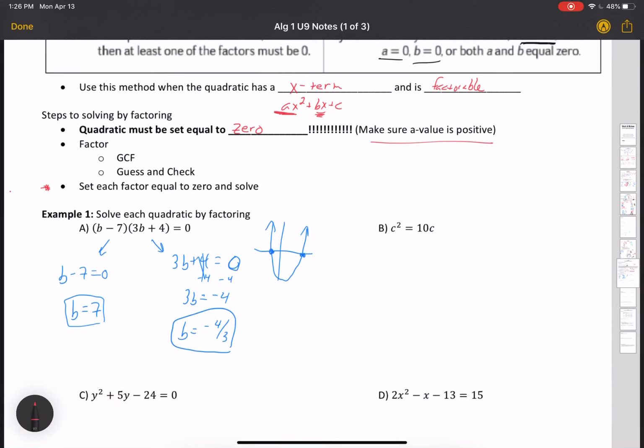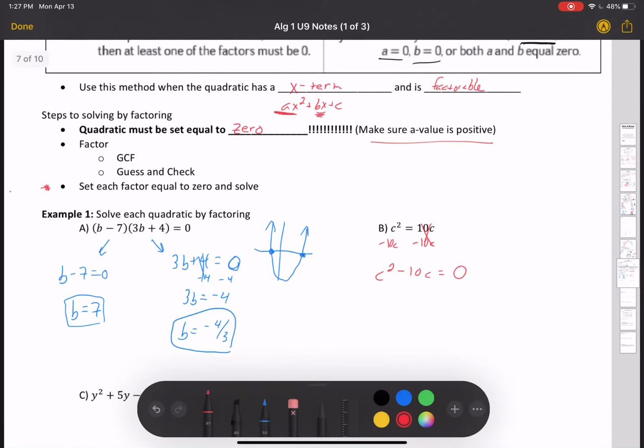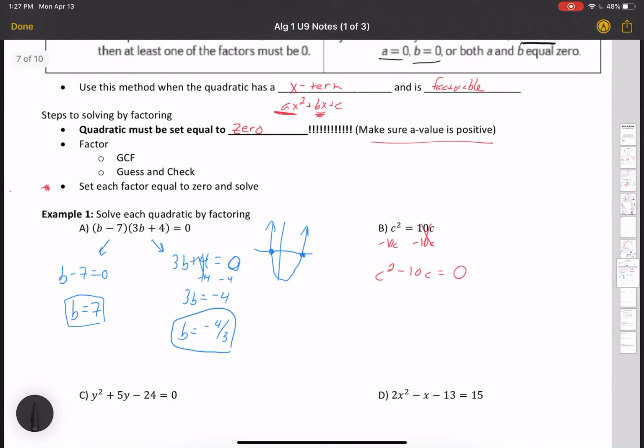Okay? What about B? Well, first red flag that you should see is that it's not set equal to 0. So that's the first thing we're going to do is subtract 10c from both sides. So c squared minus 10c equals 0. Next step in factoring is to look for a GCF. So what do c squared and 10c have in common? I can factor out a c, and I'm going to be left with c minus 10. Okay? Now from there, I can break this off and set each factor equal to 0.